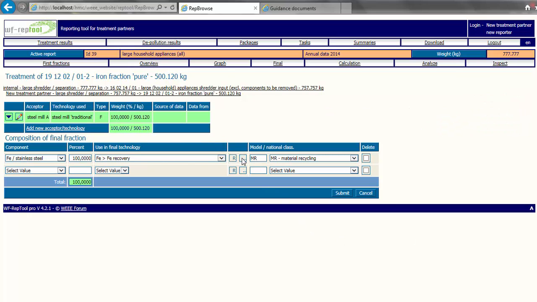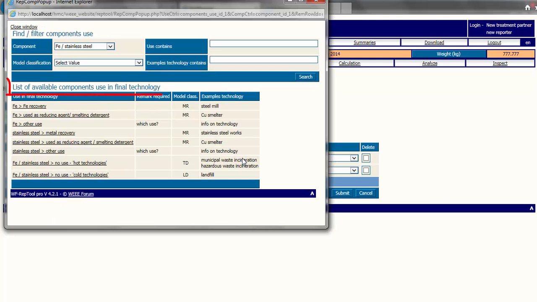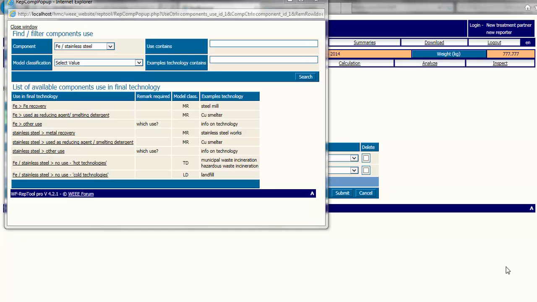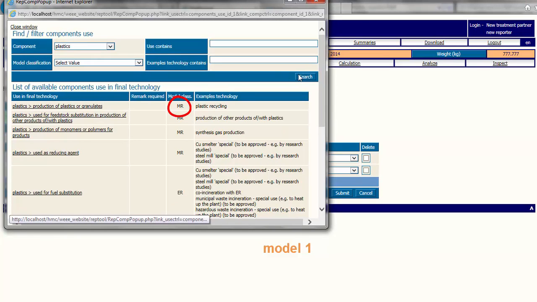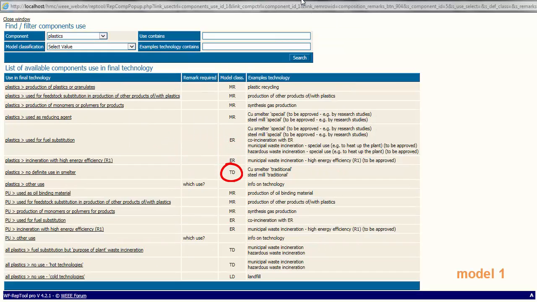When you search the applicable uses with the three-dot button, and being in the list of available components used in final technology, you will see the agreed model classification regarding what to count to recycling and what to count to recovery. In model number 1, we distinguished between, let's see at plastics, MR for recycling as material recycling to distinguish at this time from energy recovery, energy recovery, thermal disposal, and LD as other or mainly landfill disposal.